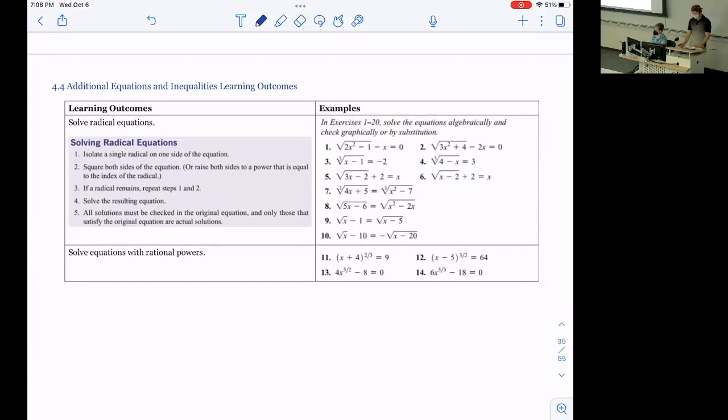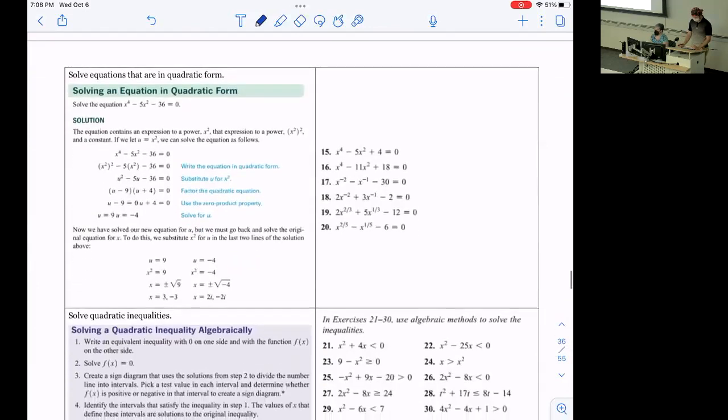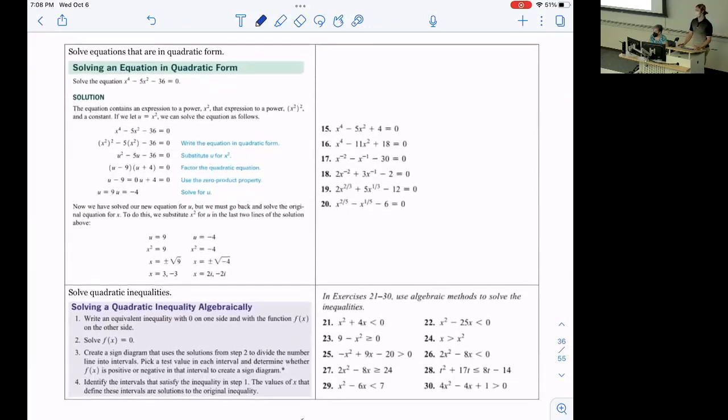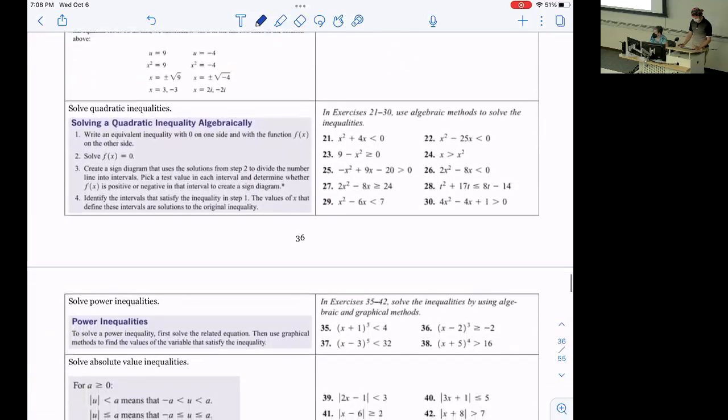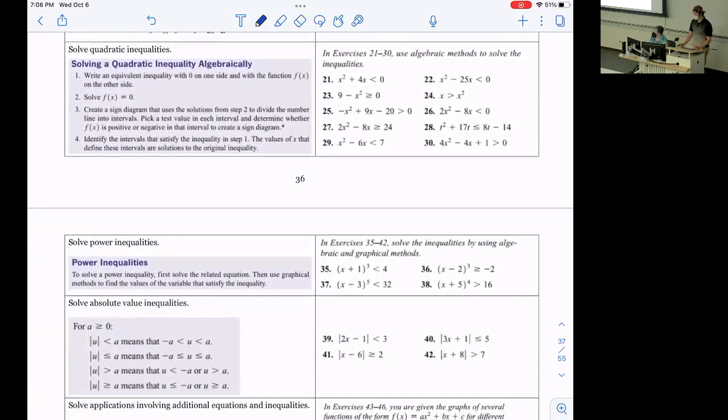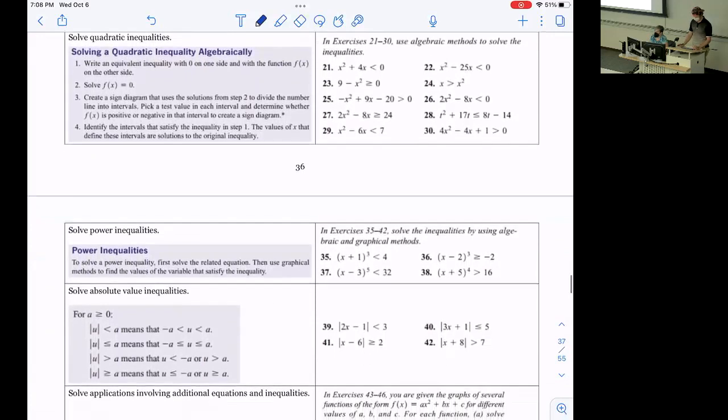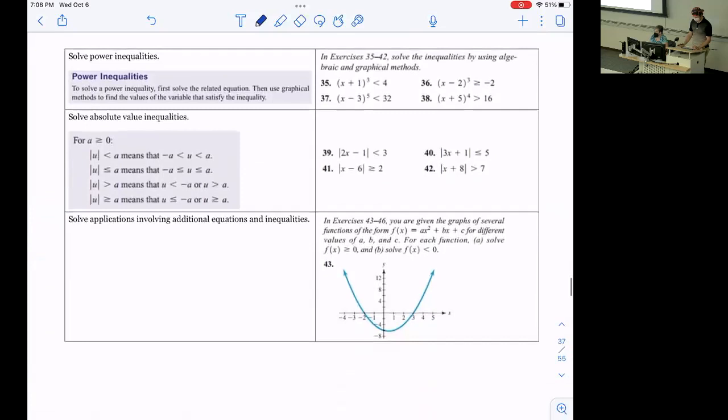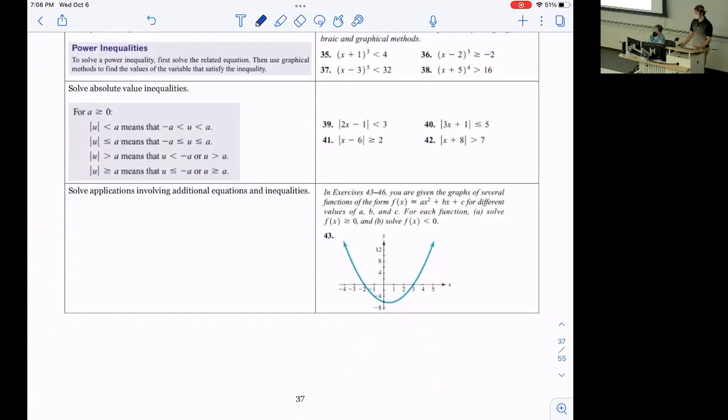Okay, so let's go ahead and keep scrolling to the next page. Solving an equation in quadratic form. Again, this is just going to be factoring, making sure that our roots are real solutions to the equation. Solving a quadratic inequality algebraically. Any questions over those? Okay. Power inequalities, they're going to be like everything we've been doing raised to a power, but this time instead of an equal sign, an inequality sign is in place. What about absolute value inequalities? Any questions over those? Could we do number 40?